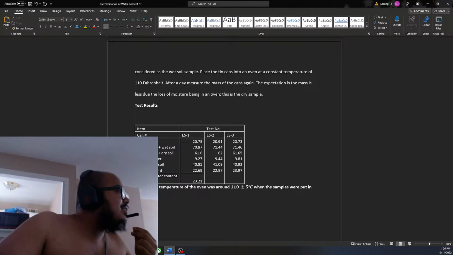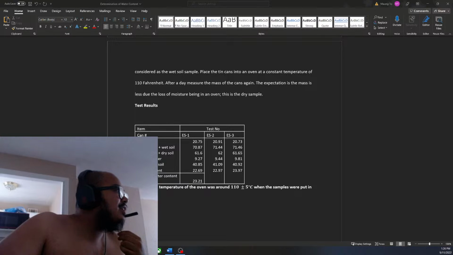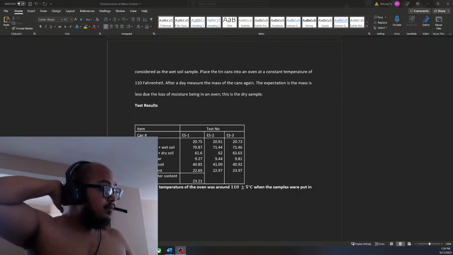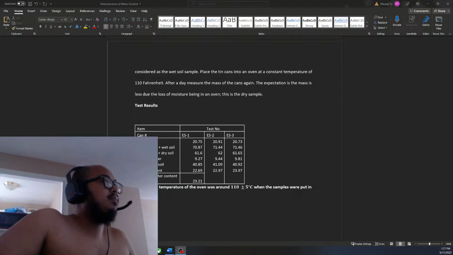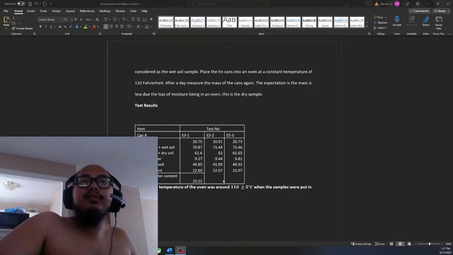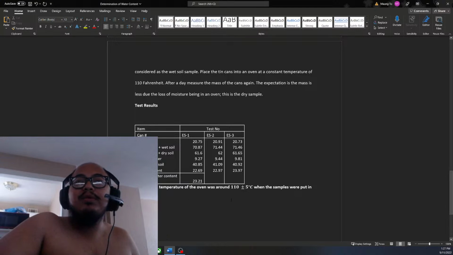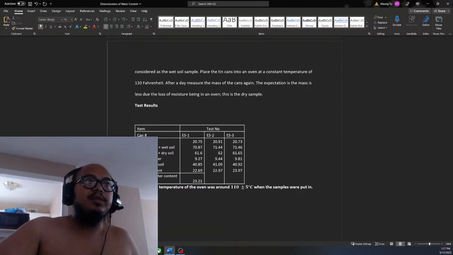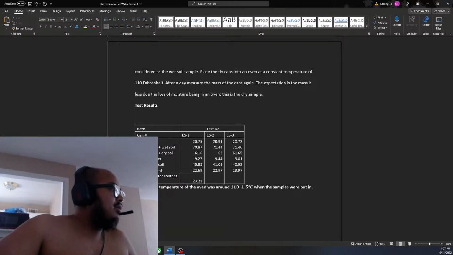Let's see. Alright. The temperature of the oven was around 110. We'll put in the oven. I don't need to say it. I put in the oven twice.